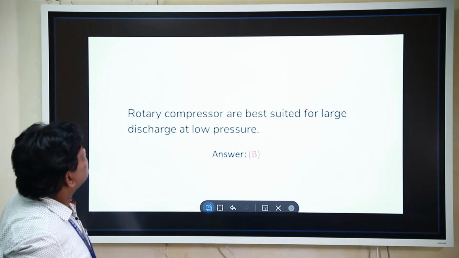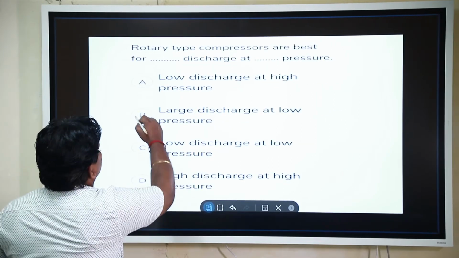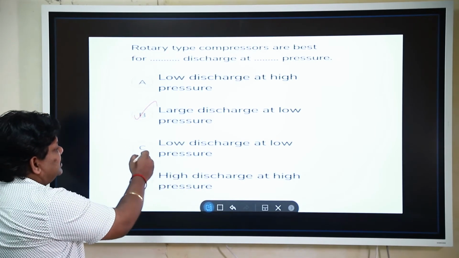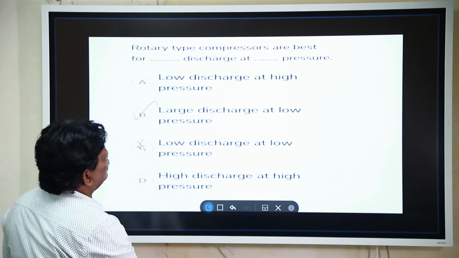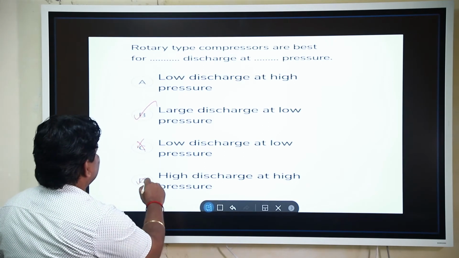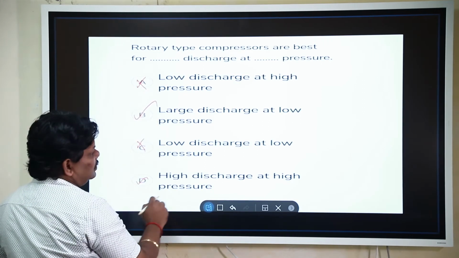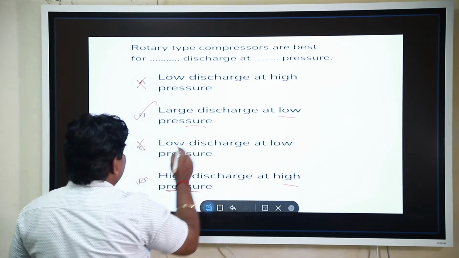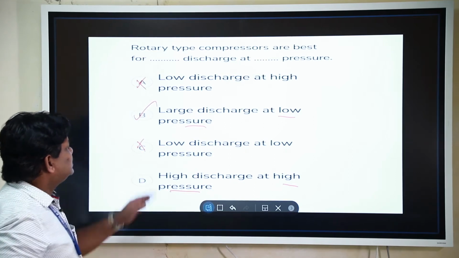So the answer is large discharge at a low pressure. It is not low discharge, so this is wrong. A large discharge, and the other option is also wrong, because the pressure is high, but here it is low pressure. So you have to neglect this. So the answer is B.